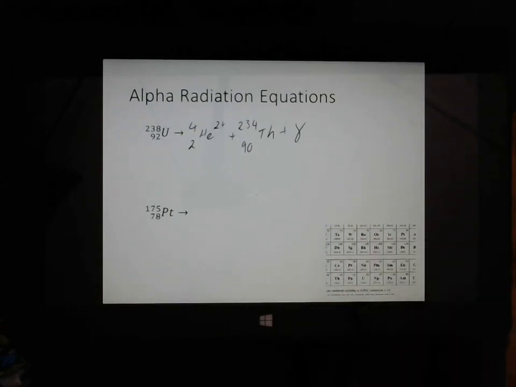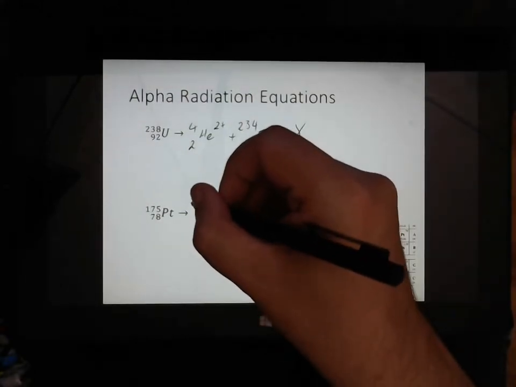Any other ones that are gamma emitters, you'd be told that they're a gamma emitter. So if you aren't aware of it, you're not sure, don't put it on. Like, I don't know if this platinum-175 is a gamma emitter, so I'm not going to put one on there. Let's do the same thing for platinum-42.